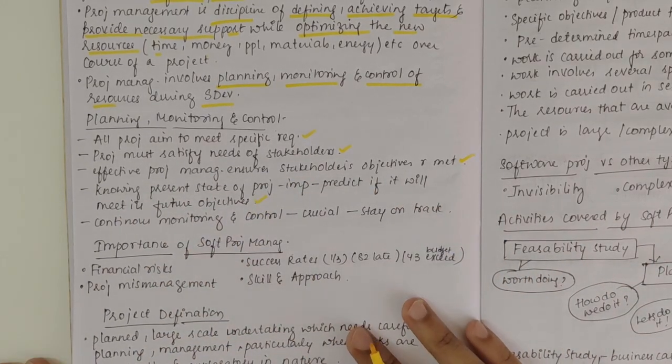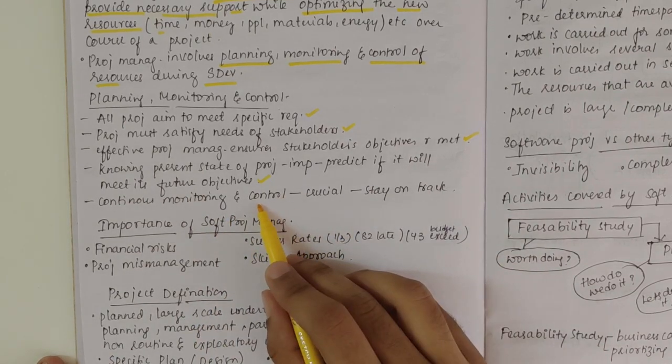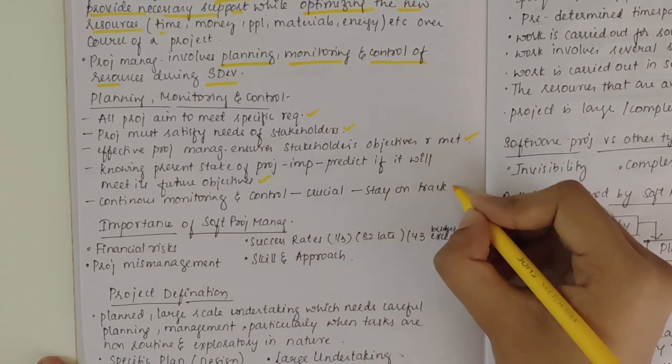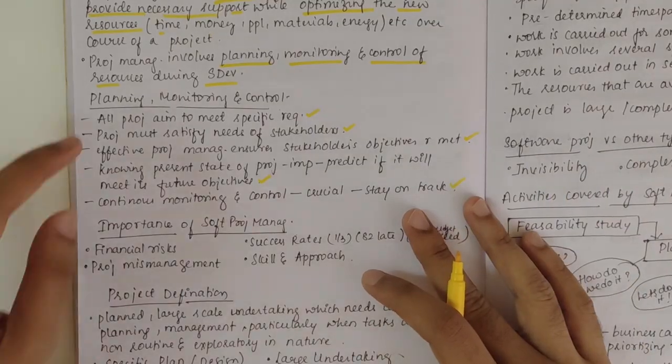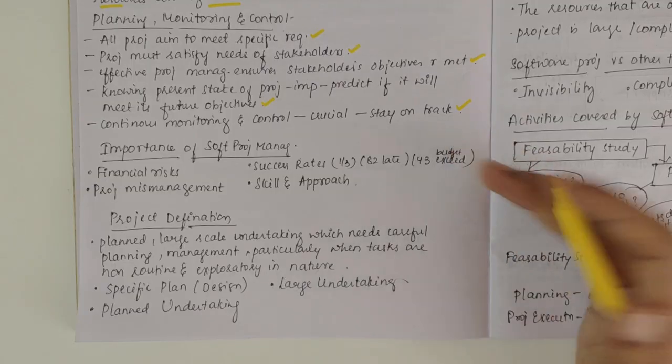Then we have continuous monitoring. Continuous monitoring is pretty important because it helps us to control and stay on track. So this was about planning, monitoring and control. Now, looking at the importance of software management.